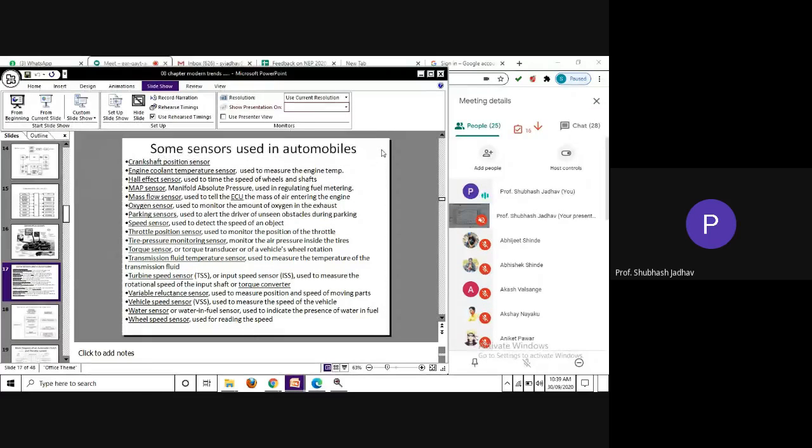So like this, we have so many sensors. One by one you can take the sensors, and you can understand what their functions are, what their relevance is in the operation of the engine and the automobile, and so on. So see, till now whatever I have explained is related to the engine, but that is not all. This is not only the engine.